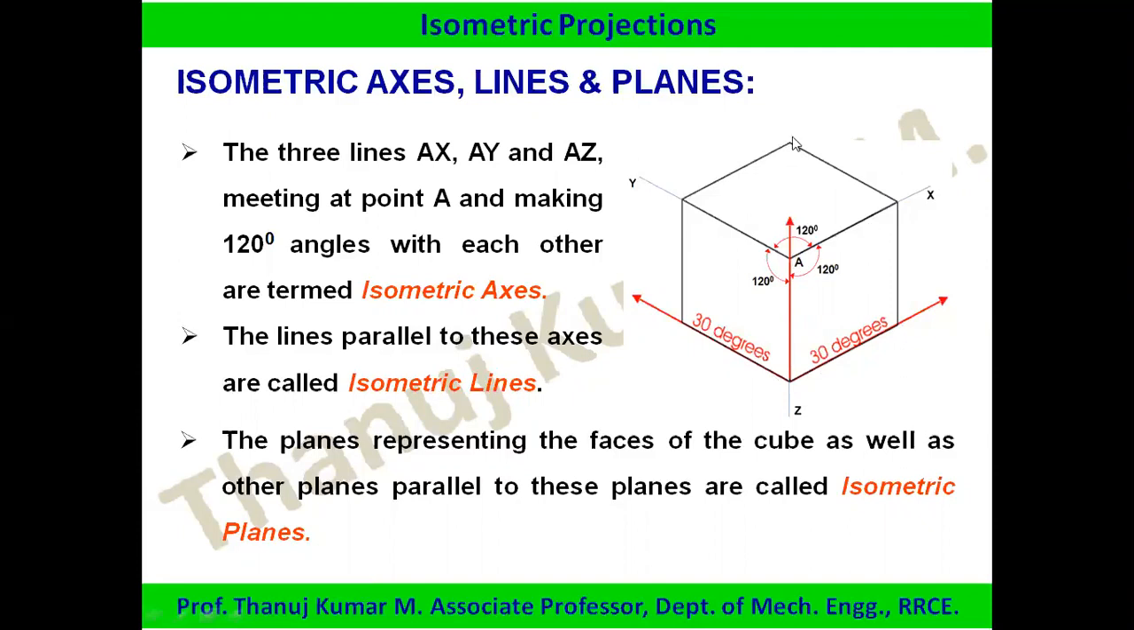For AX, this is a parallel line. For AY, this is a parallel line. For AZ, these are the parallel lines. That is how we represent. The planes representing the faces of the cube, as well as other planes parallel to these planes, are called isometric planes. If you take this plane, it is parallel to the x-axis line. This plane is parallel to the y-axis line, and this plane is parallel to the z-axis line. Okay, that is how we represent the planes.